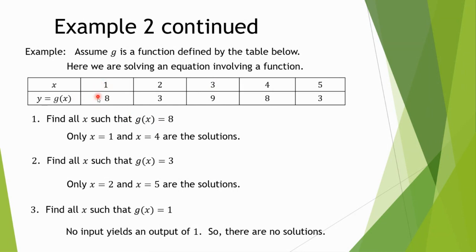Okay, so if x is 1, we get 8. But is that it? Let's see. Not here, not here. Oh, here we go. X is 4. So if x is 4, g of 4 is 8. So that's also another solution. So we have 1 and 4 that if you plug 1 into the function, you get 8. If you plug 4 into the function, you get 8.